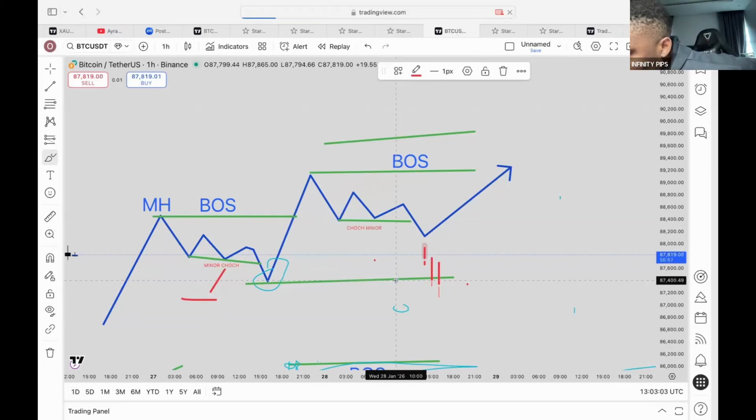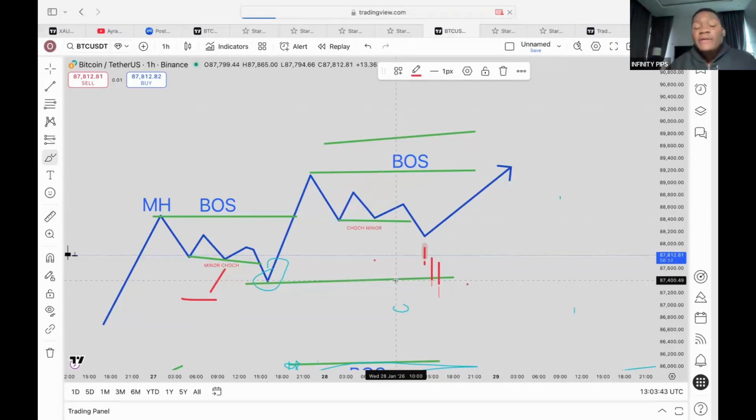This is basically how to identify how to take a break of structure. Sorry, how to take the trade, right?